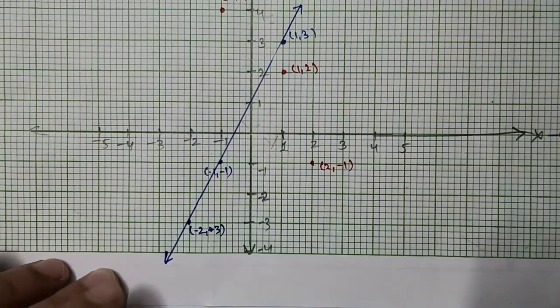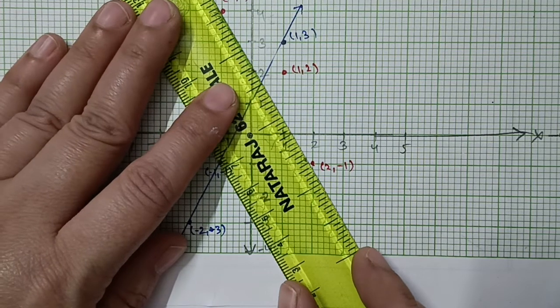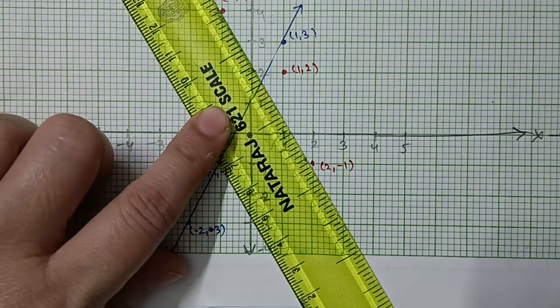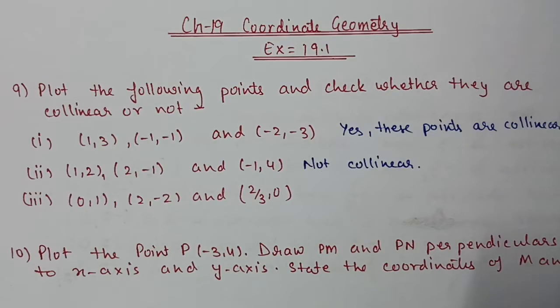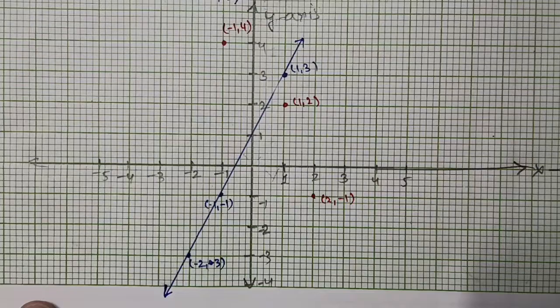Now we'll check whether we can draw a single line through this point or not. You can see we are not able to draw a single line. So it means these points are not collinear. So these 3 points are not collinear. Now next 3 points we will plot and check.